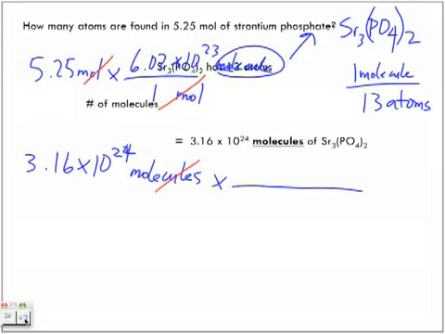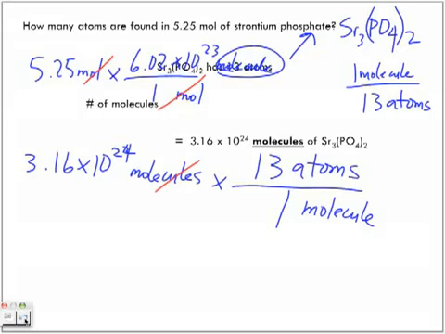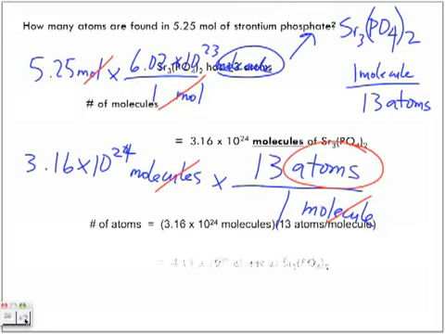Right? So we look at that. But we're looking at 1 molecule. We want to turn it into atoms. So in 1 molecule we have 13 atoms. So we're going to multiply these 2 together. And there's no point to the dividing by 1, because anything divided by 1 stays the same. Okay. So, molecules cancel out. My units will be in atoms. So my answer comes out to 4.11 times 10 to the power of 25 atoms of strontium phosphate.